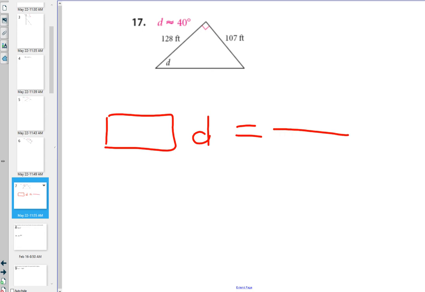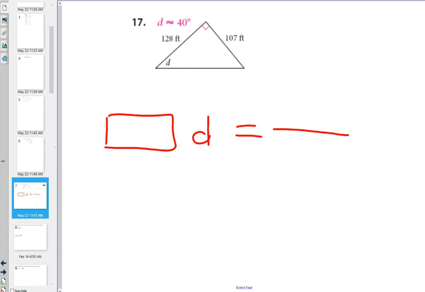Now we know the sides are giving us our 107 and 128, but just as important is being able to use our trig words. The trig words were opposite, adjacent, and hypotenuse. Opposite and adjacent are the legs. Hypotenuse is the one across from the 90. So obviously here they're giving us the two legs.